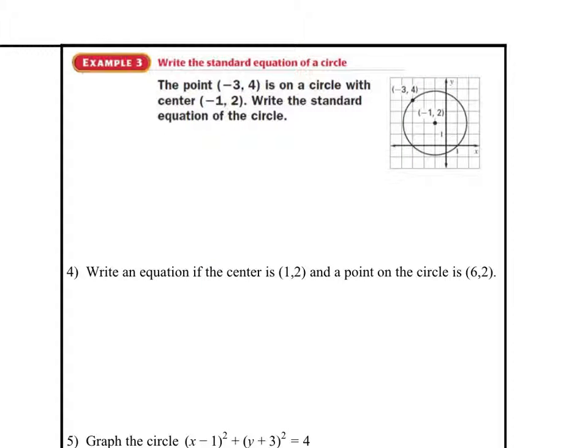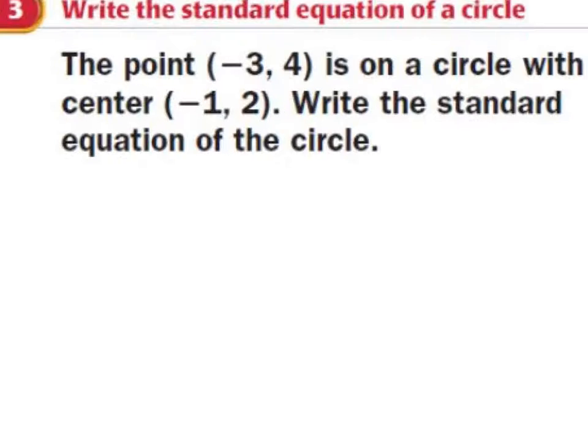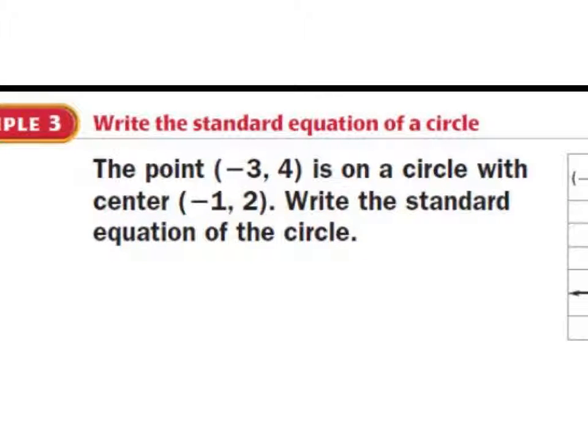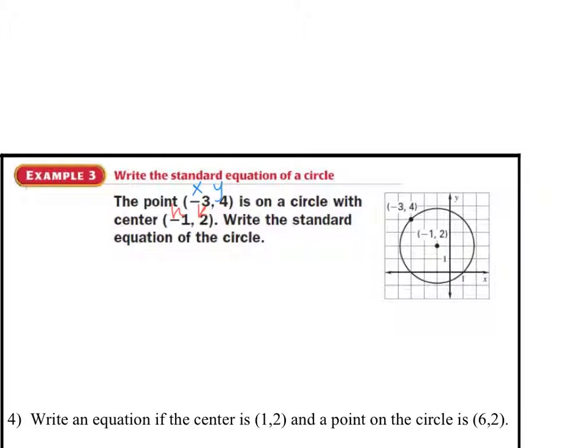The point -3, 4 is on a circle with the center at -1, 2. Write the standard equation of the circle. So you have 2 points. This one is just some random point, x, y. It is on the circle. The other one is h, k, your center. You do not currently know the radius. If you look at the picture and try to guess, you're going to get it wrong. So please don't.